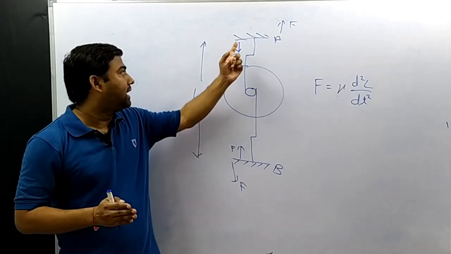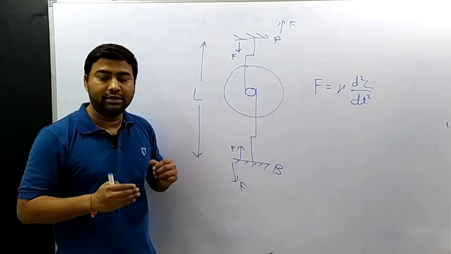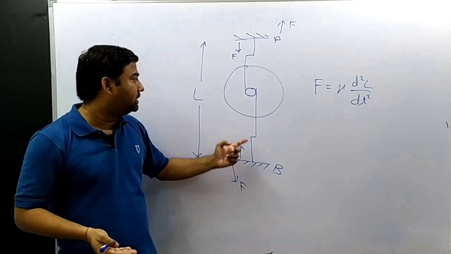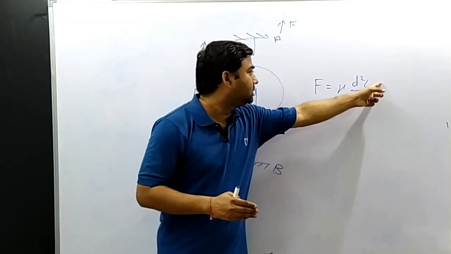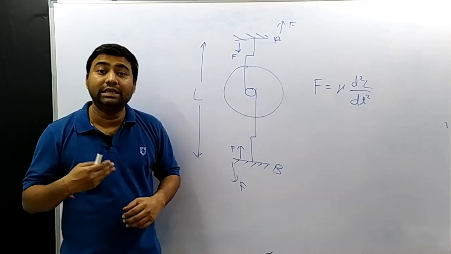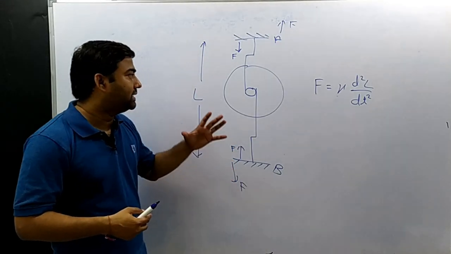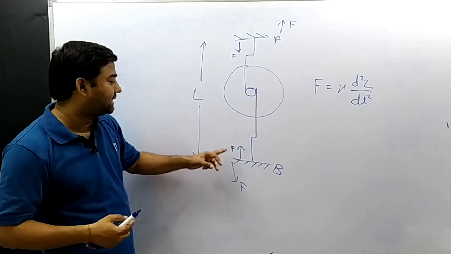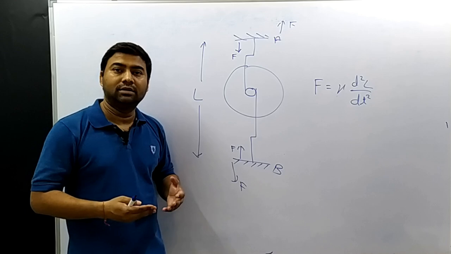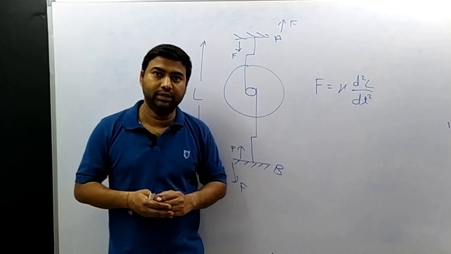So the force exerted by the inerter at its end is proportional to mu into the relative acceleration of the ends with each other, that is, acceleration of end A with respect to end B, or acceleration of B with respect to end A. This is the second derivative of distance. And mu is called the inertia constant of the inerter. So the force applied by the inerter at its end is proportional to the inertia constant of the inerter and the relative acceleration of end A with respect to end B.